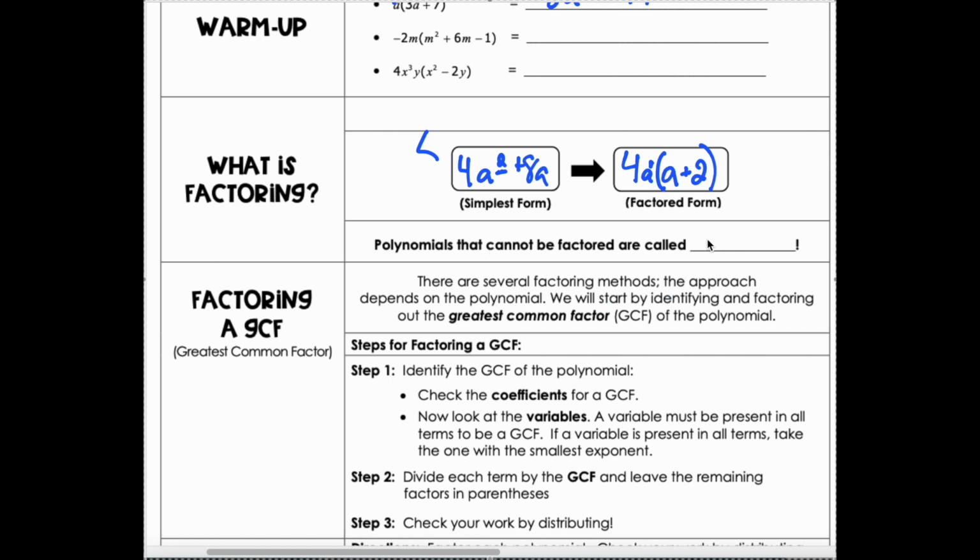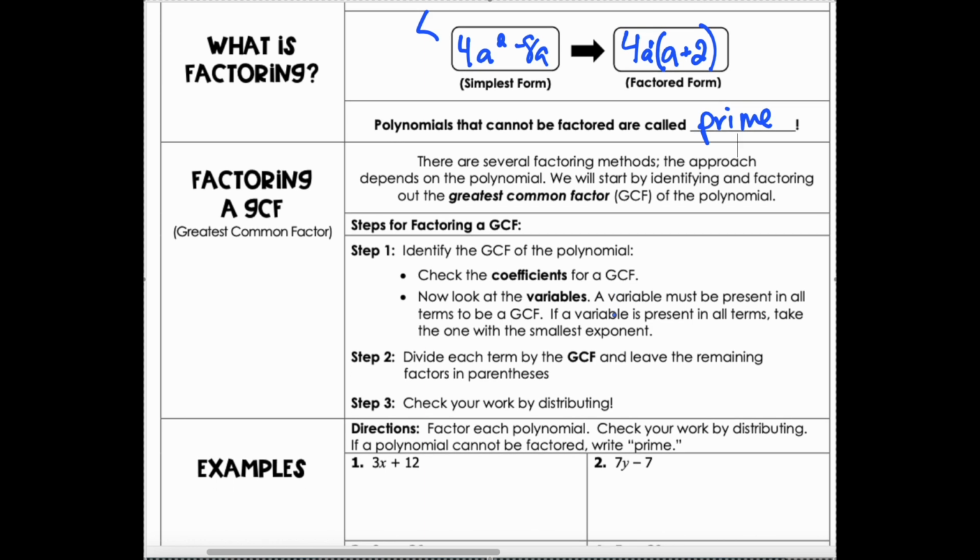Polynomials that cannot be factored are called prime. So there are going to be some that you look at and you're like, man, these don't have anything in common. I can't take anything out, and that's okay. It's just because it's prime. There are several factoring methods. The approach depends on the polynomial. We start by identifying and factoring the greatest common factor of the polynomial.